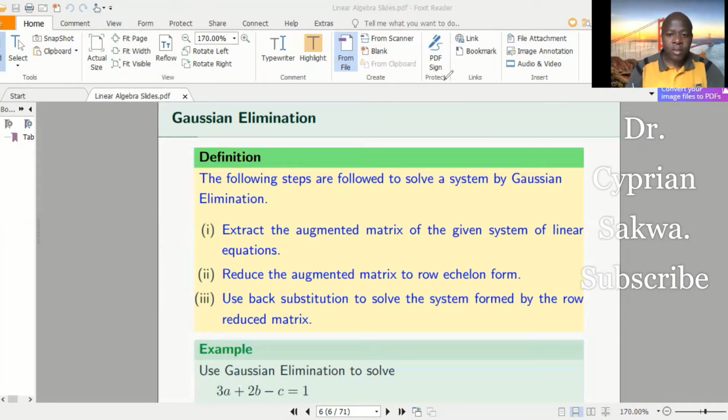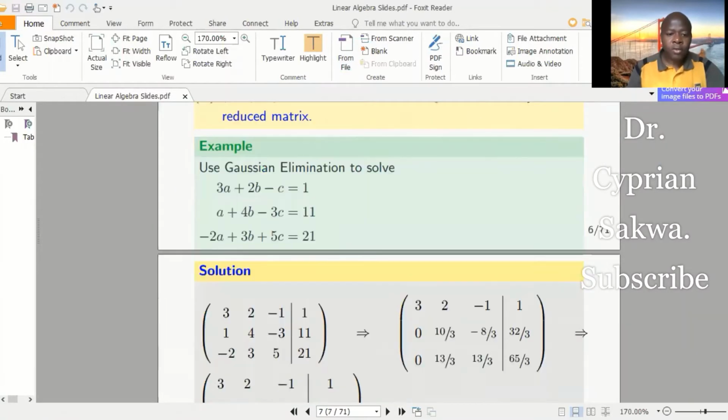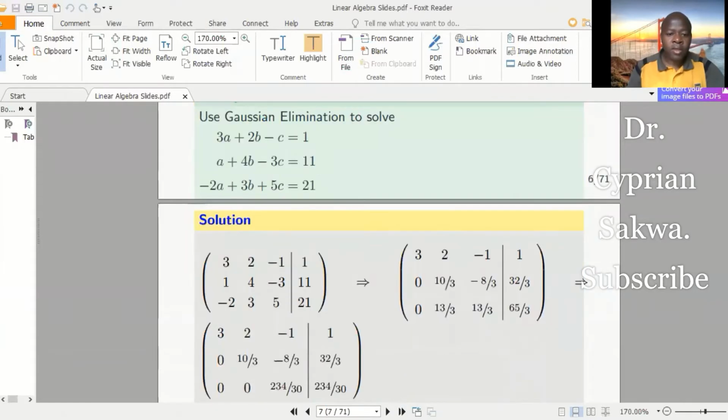So I want to look at examples on how to solve a system by Gaussian elimination. So the first example is: use Gaussian elimination to solve this system. So we are given 3a plus b minus c is equal to 1, a plus 4b minus 3c is 11, negative 2a plus 3b plus 5c is 21.